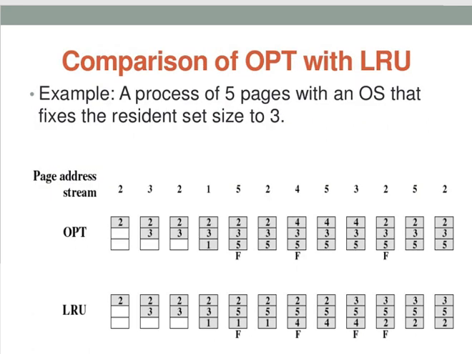So here we can see the comparison of the optimal page replacement algorithm with LRU. Here is an example of a process of 5 pages with an operating system that fits the resident set size to 3, meaning the frame size is equal to 3 for both algorithms, OPT and LRU, for this reference string. We can see that in the optimal page replacement algorithm there are only 3 page faults, and as compared to that, in LRU there are 4 page faults.